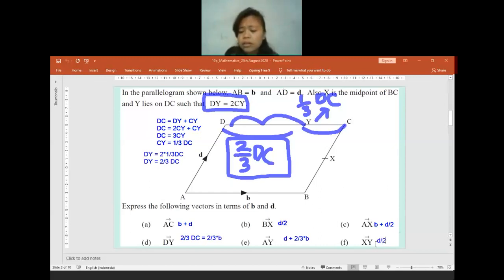And then plus 1/3, a third of DC. Plus 1 per 3 of DC. What is factor DC?